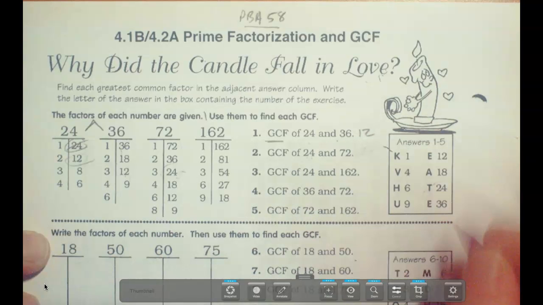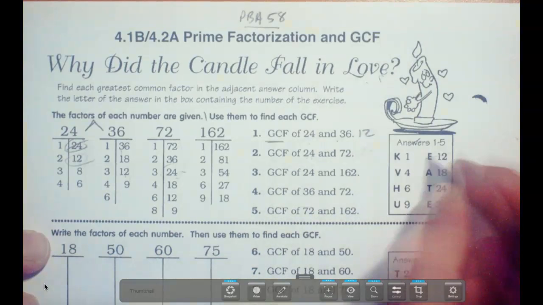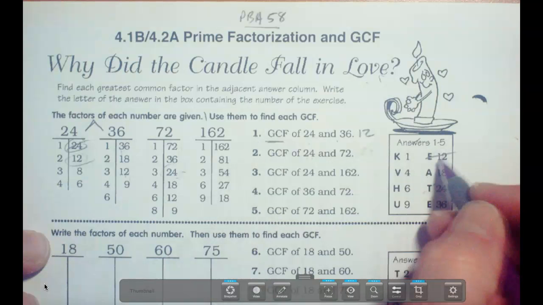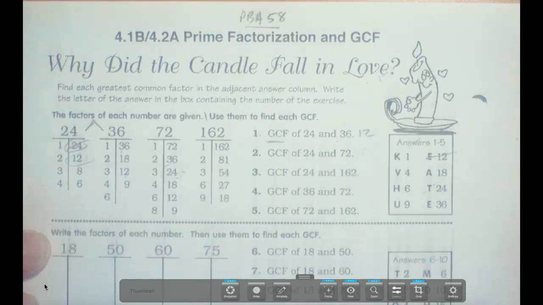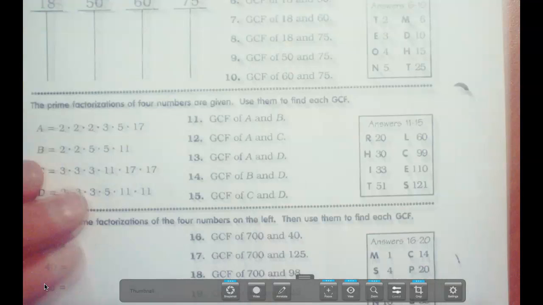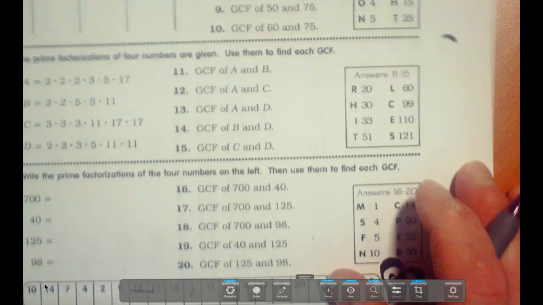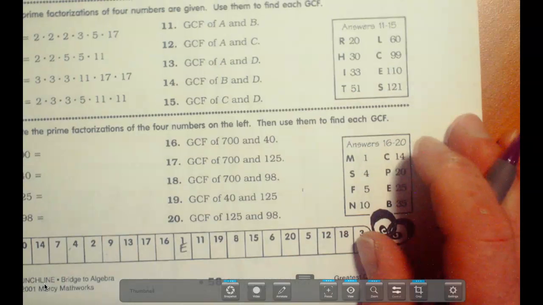And then we find our answer over here, 12. And we're just going to go down, and for number 1, we're going to put in the letter E. So this is the answer for number 1. On here, I just put in an E.